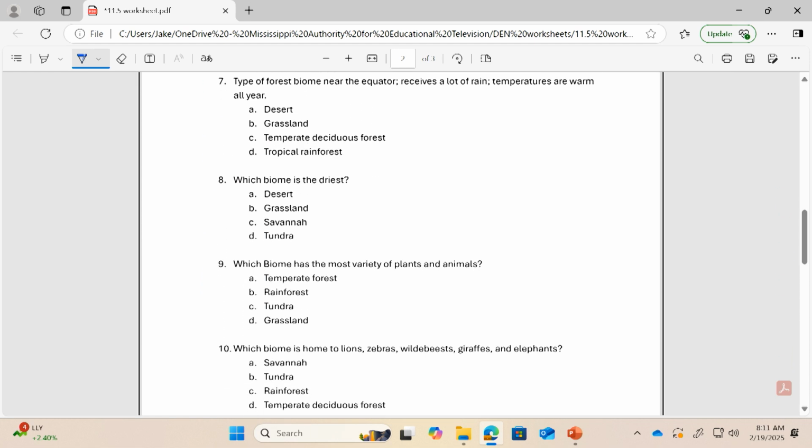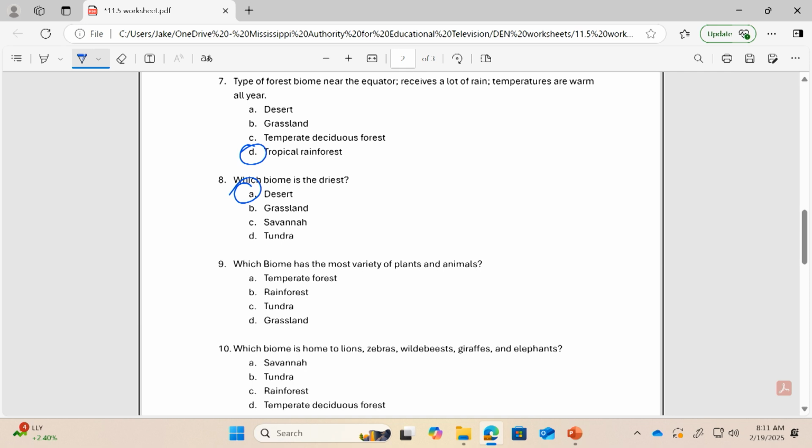So 7 says, type of forest biome near the equator receives a lot of rain. Temperatures are warm all year. Well, that is the definition of a tropical rainforest. Tropical rainforests are very wet and they're very, very hot. Okay, 8. Which biome is the driest? Well, desert is definitely going to be the driest. I would say after the desert, tundra is a pretty good answer. But the driest one is the desert. All right, let's go to 9.